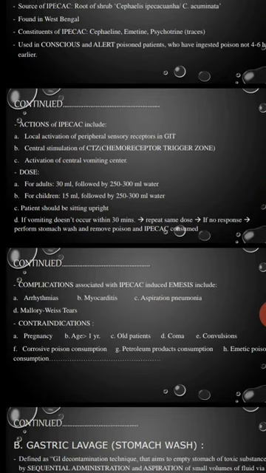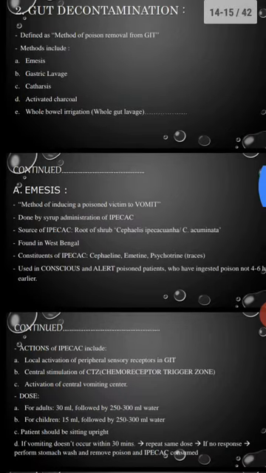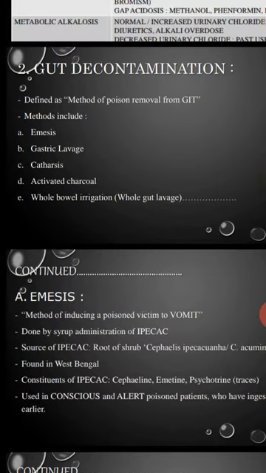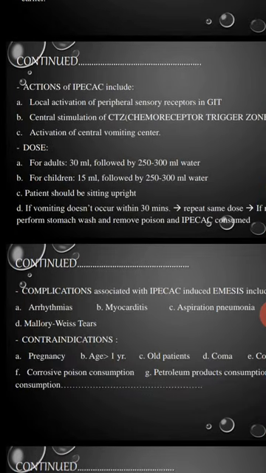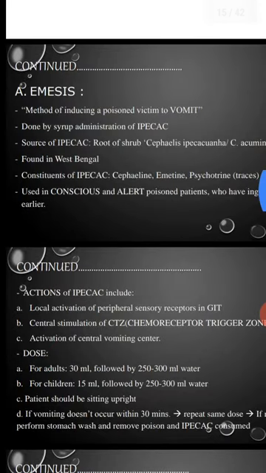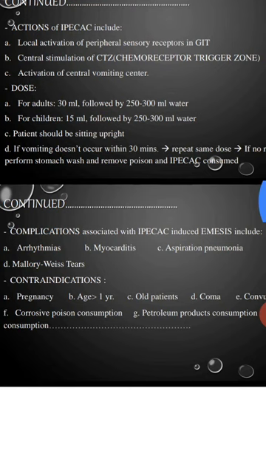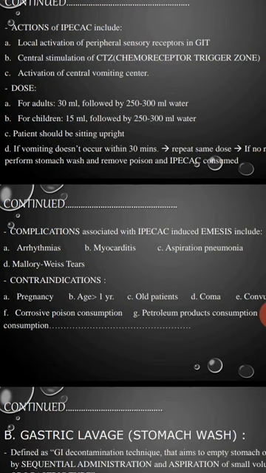Every process has complications. Emesis has complications, gastric lavage has complications, cathartics have complications. What are the complications of inducing emesis? Aspiration pneumonia is a major problem. The patient may aspirate the vomitus into the respiratory tract, causing aspiration pneumonia, and sometimes arrhythmia and myocarditis. There is also the Mallory-Weiss tear, a vomiting-induced tear.